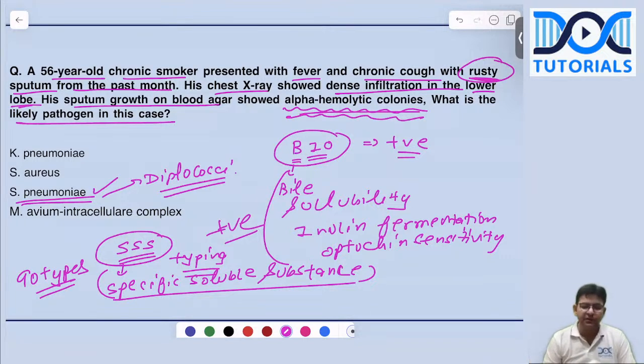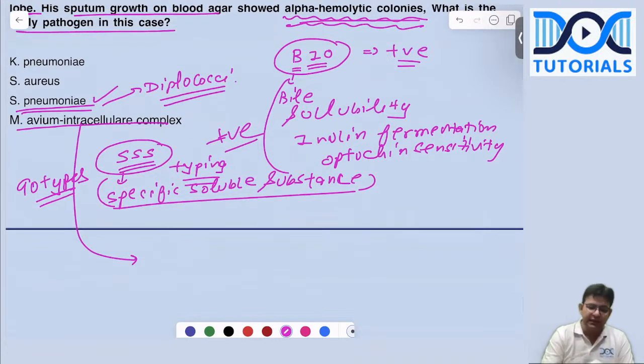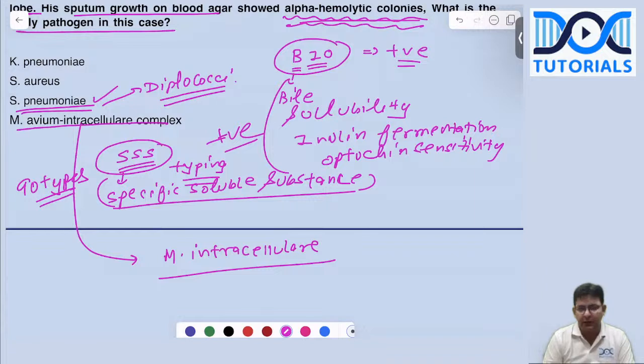So all these are important questions which definitely you can find in the exam, guys. Mycobacterium avium intracellulare complex. There might be a question over it, guys. That is, which is the organism? That is Mycobacterium intracellulare. What is the other name? The other name is Battey bacillus.